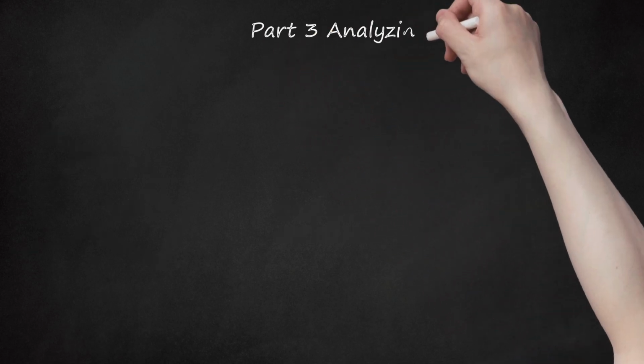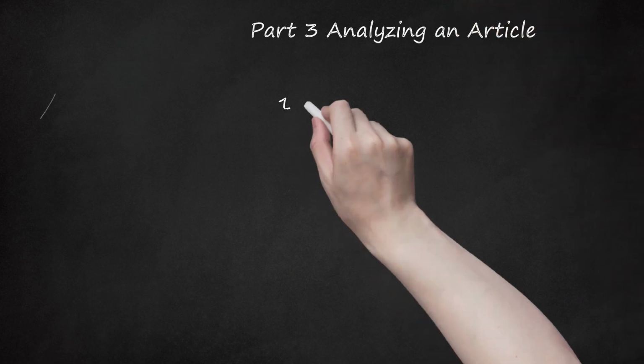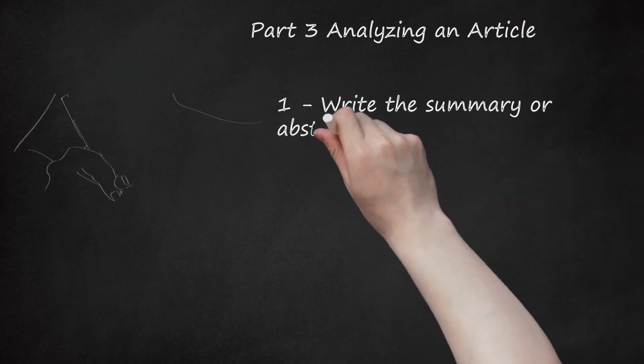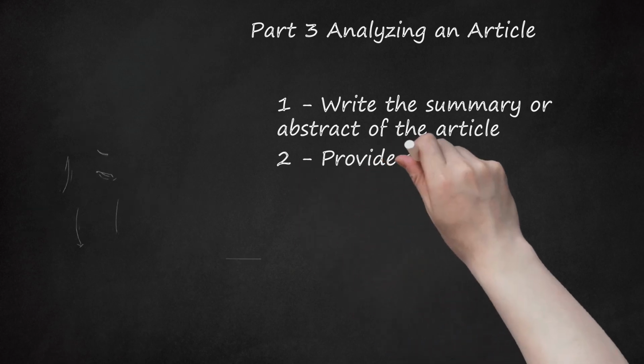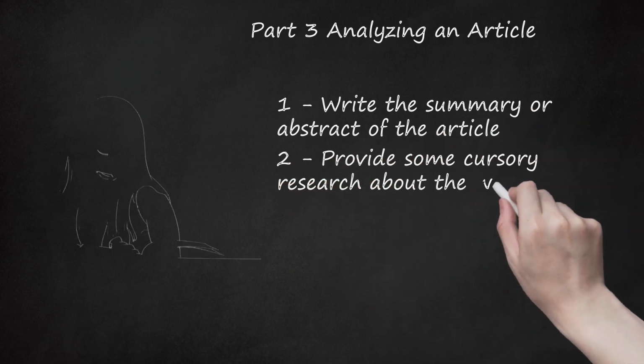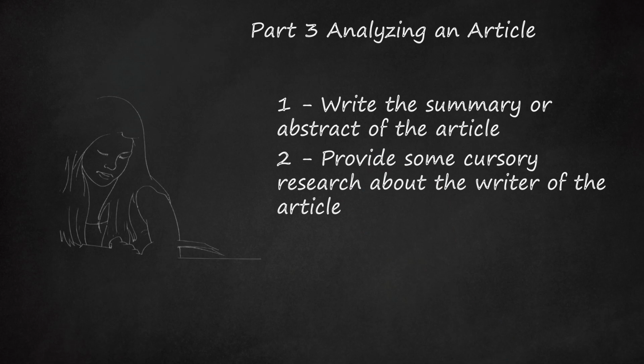Part 3. Analyzing an article. 1. Write the summary or abstract of the article. If you are writing an analysis essay, this can serve as your introduction. 2. Provide some cursory research about the writer of the article. Their qualifications will prove whether their opinions are part of an area of expertise. In historical articles, this will also establish whether the author is a primary or secondary source.